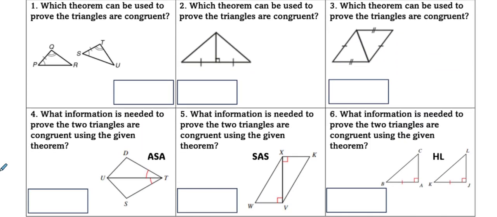So which theorem can we use to prove that these triangles are congruent? We have an angle that's congruent to this angle. We have a side that's congruent to this side. And we have an angle that's congruent to that angle. And it says it directly right there. It's angle, side, angle. We have an angle, another angle, and the side that's sandwiched directly in between them.